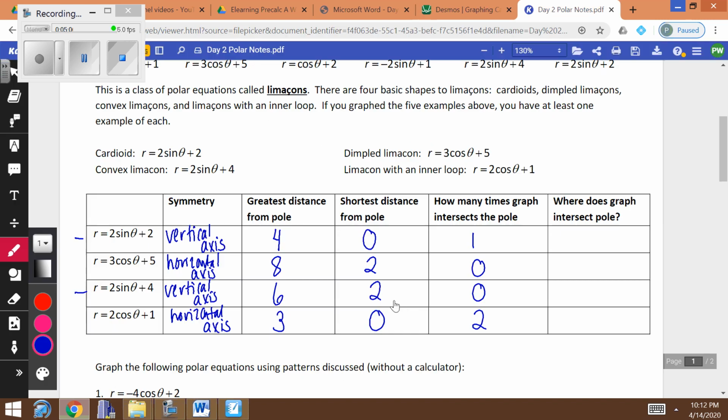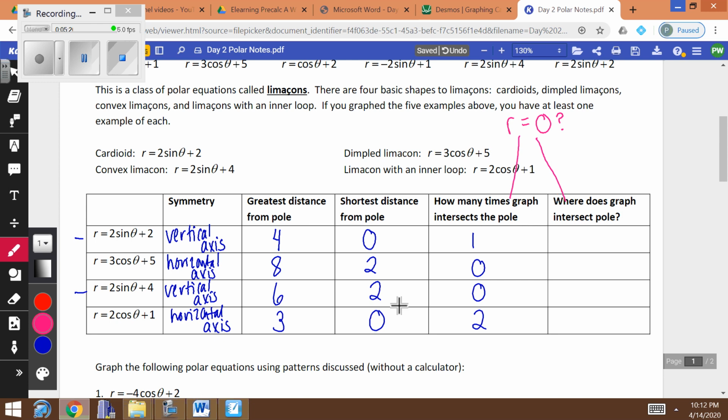Now you'll notice, kind of looking ahead, that I have one other graph that says it intersects the pole twice. So one of the things that I want to think about is how do we know how many times it would intersect and where does it intersect? I left that one blank here. Really, to answer those two questions, you're thinking about where does r equal 0, because it would intersect the pole where that r value, or the distance away from the pole, is 0.